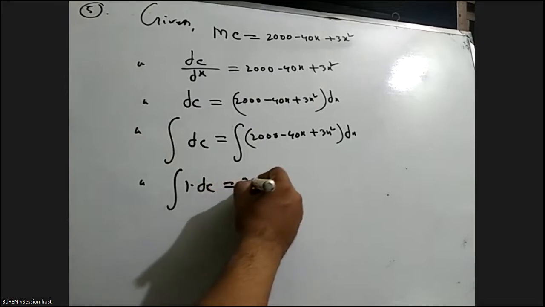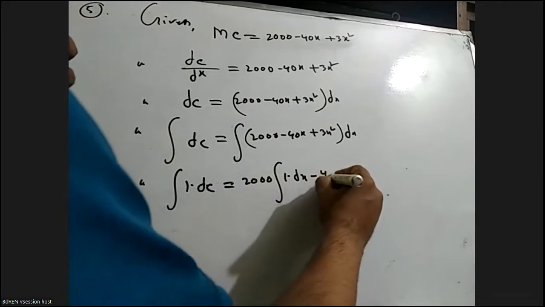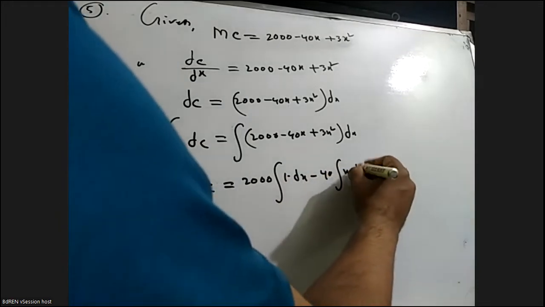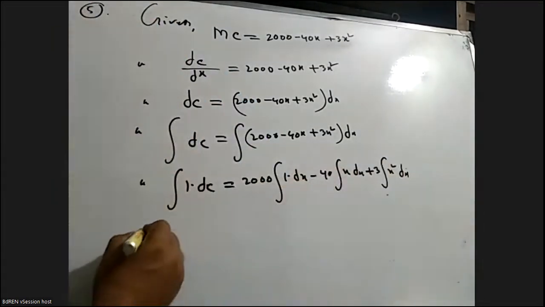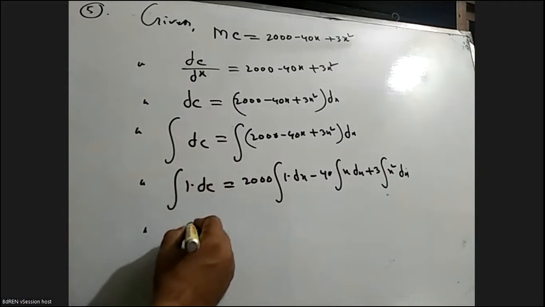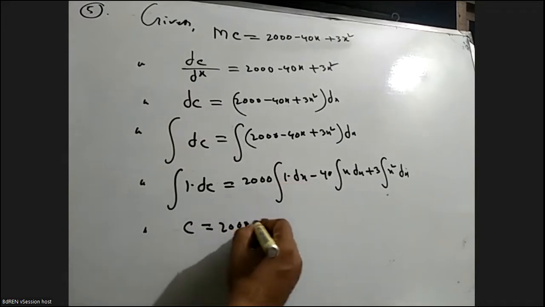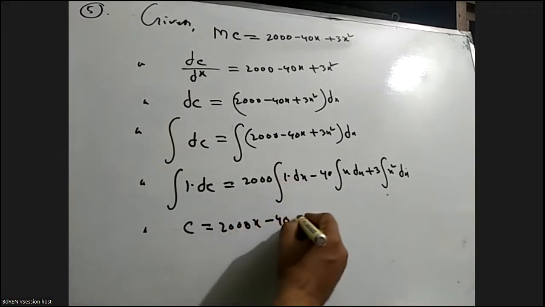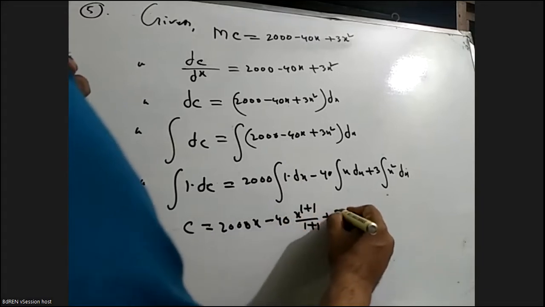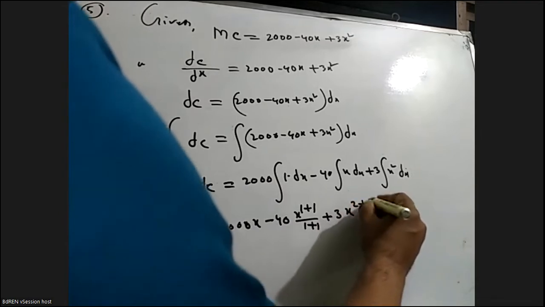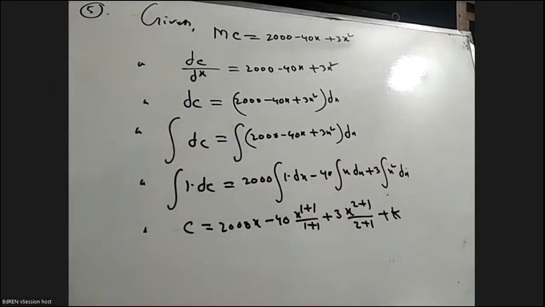This equals 2000, which is the constant. This is why taking 1 for formula number 2, 40 is also constant, plus 3 is also constant. So, the integration with respect to x: 2000, the integration would be 2000x. 40, x to the power 1 plus 1 divided by 1 plus 1, plus 3 into x to the power 2 plus 1 divided by 2 plus 1. And k is the integral constant.